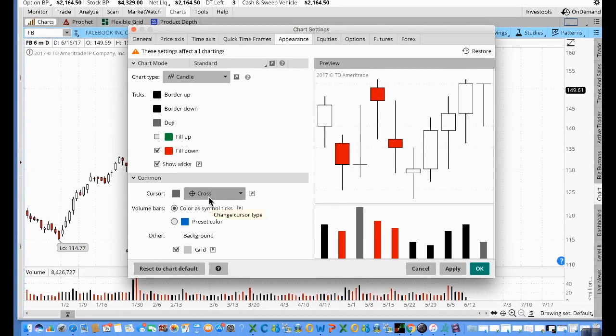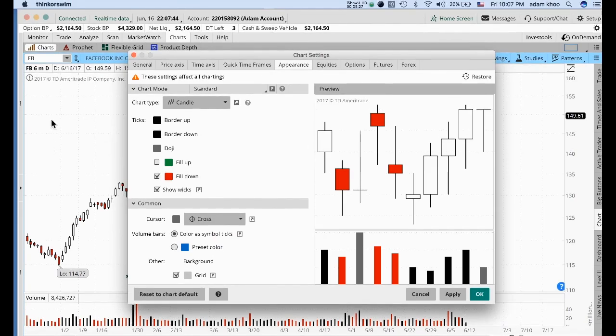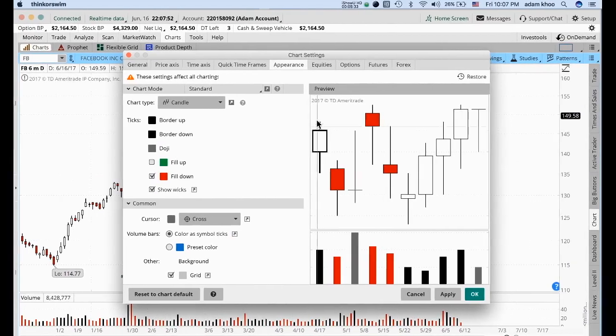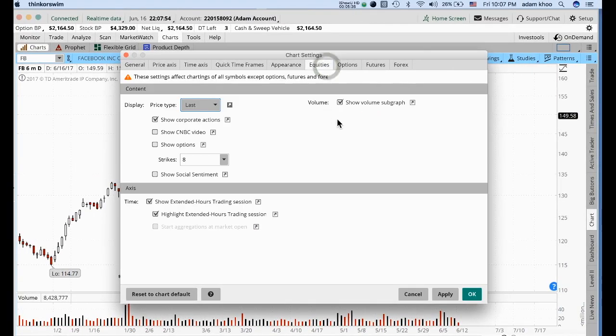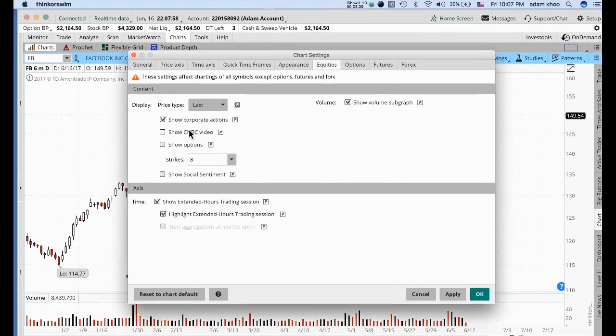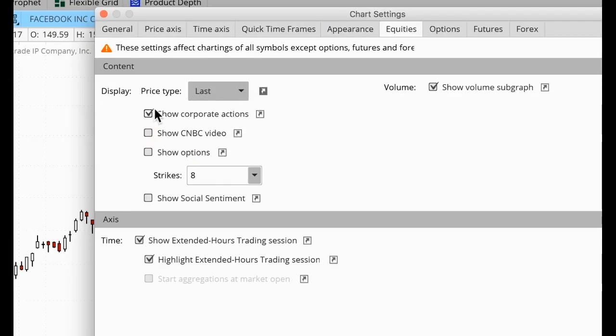Cursor: I put a cross, so when I'm moving around the chart, the cross comes out, right? So I like the cross. What else? Yeah, that's about it. Next, equities. Again, if you want to look at volume, you can click on volume. All right. You want to show corporate actions like earnings that will appear.